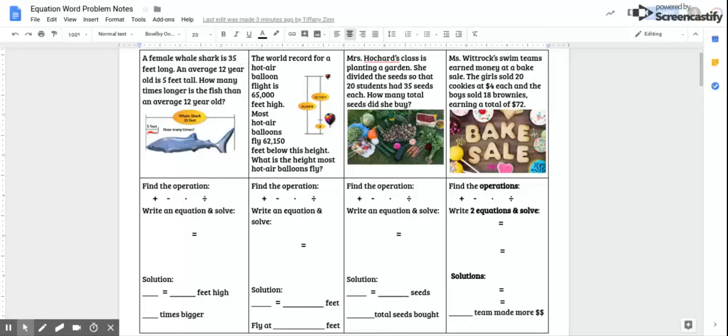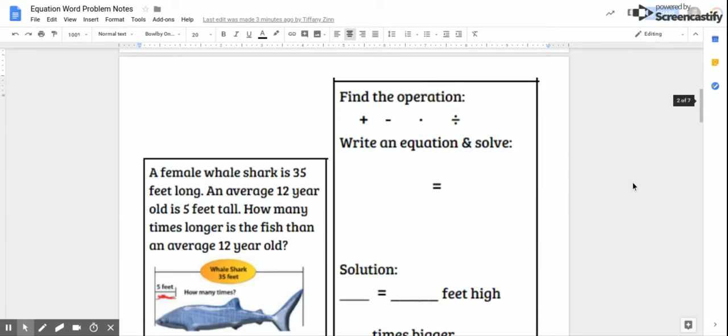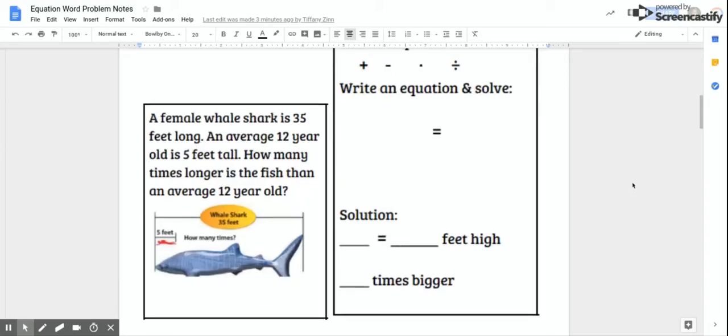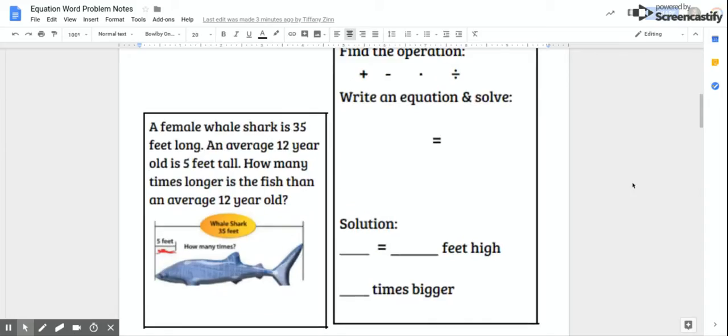Over one-step equation word problems, and you guys are going to use all of the operations in these. And this is what your guys' page looks like. I've split it apart like this so that I have more space to write. So just follow along and make sure you're writing in the correct spot.